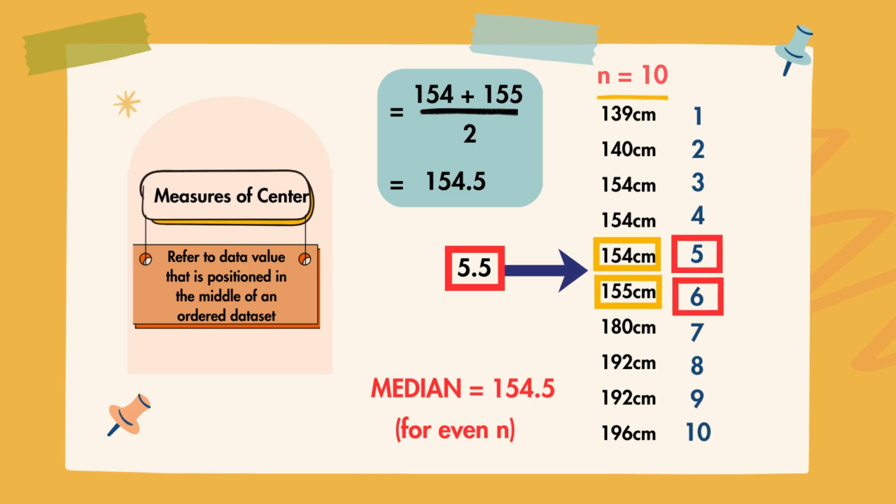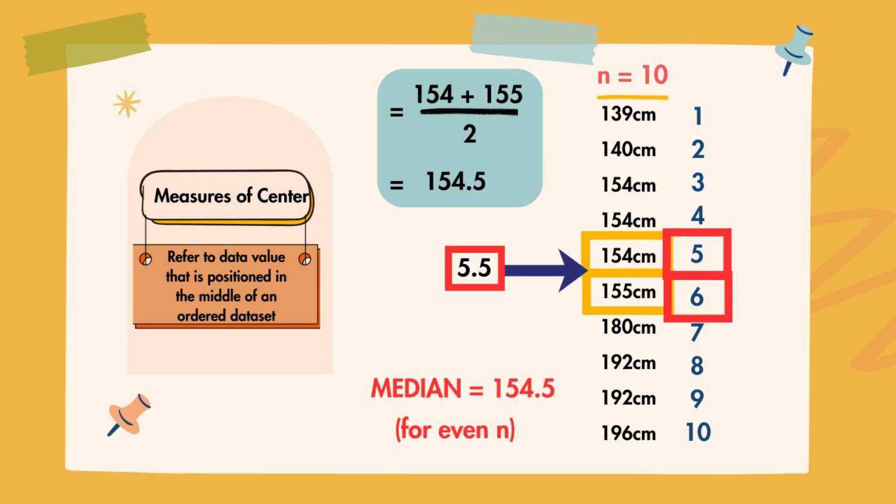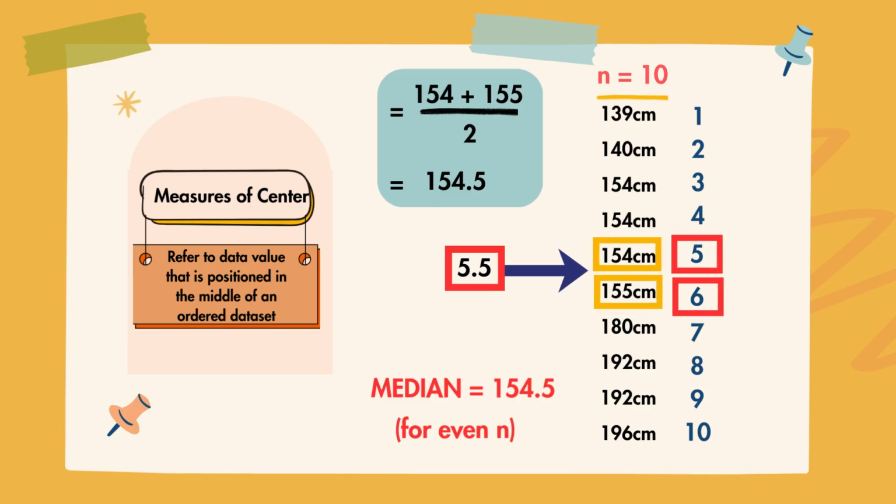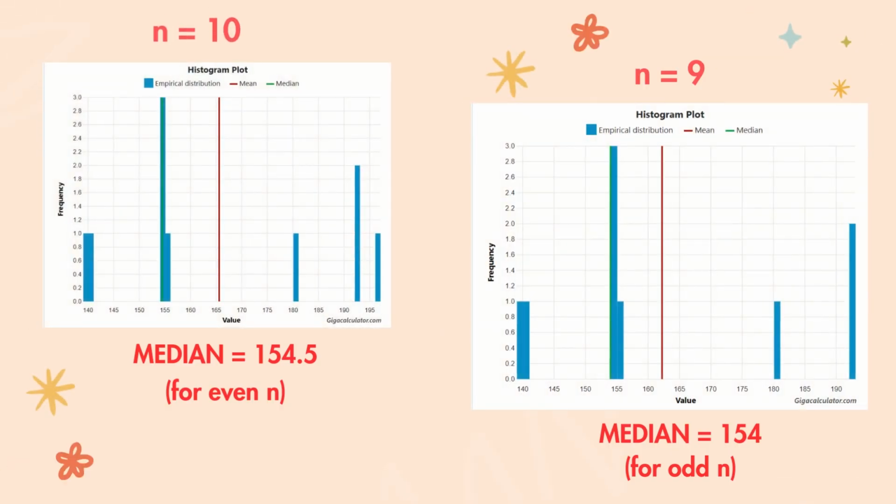If instead we have 9 values, the position of the median becomes (9 + 1) / 2, which equals 10 / 2, resulting in 5. Here, the median is exactly the fifth value, which is 154 centimeters in this dataset. By finding the median, we can quickly understand the central tendency of our dataset, giving us insight into the typical value without being affected by extreme values.